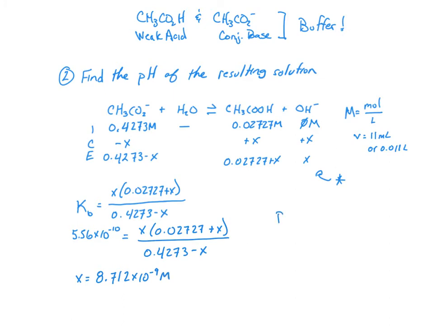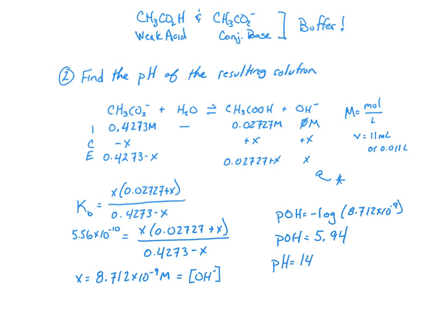And so my pOH is equal to, and this is equal to my OH minus concentration. So my pOH is equal to minus log of 8.712 times 10 to the minus 9. And so my pOH equals 5.94. And my pH is equal to 14 minus my pOH. And that makes my pH equal to 5.94. My pOH is 8.06 and my pH is 5.94.